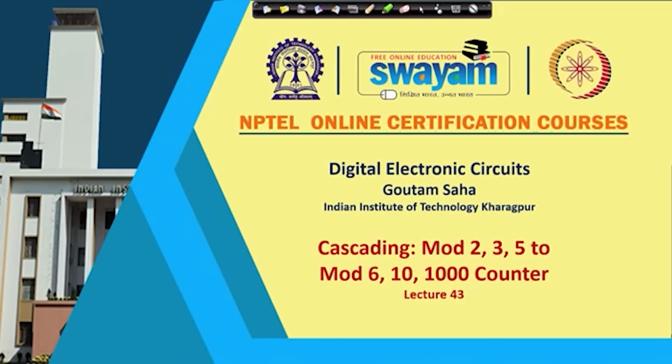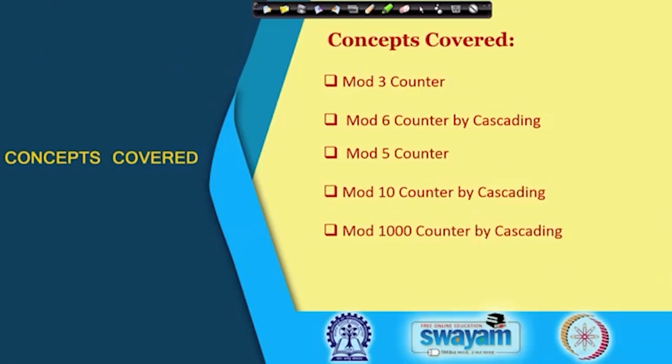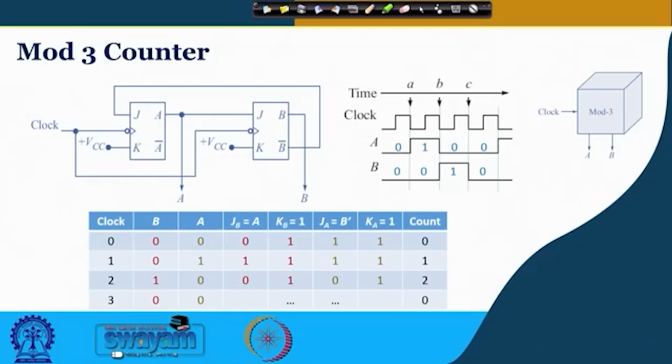So, in today's class we shall look at some other modulo numbers like modulo 3 counter and modulo 5 counter, and then we shall look at the effect of cascading. If we cascade one counter with another counter, we can get a modulo number which is the product of the two. So, we shall look at such an arrangement. We begin with the mod 3 counter.